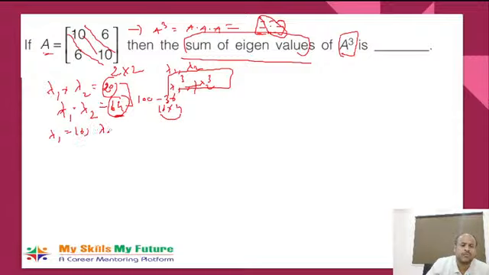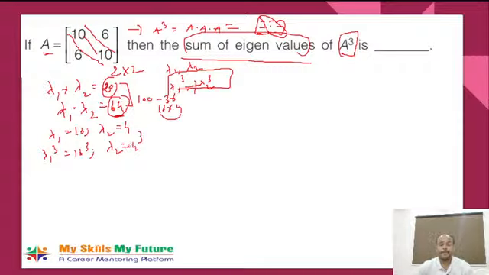So lambda 2 becomes 4. Then lambda 1 cube means 16 cube, comma lambda 2 cube is nothing but 4 cube. Now how much is 16 cube and how much is 4 cube? Simply calculate this. 16 into 16 is clearly 256. And 4 cube is 64.